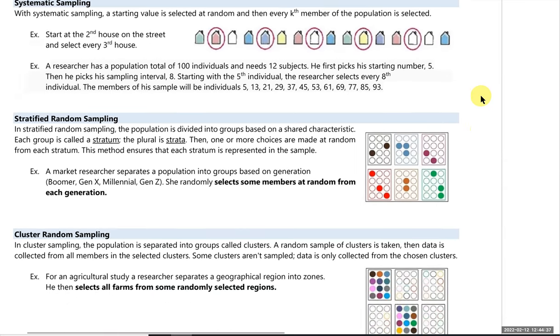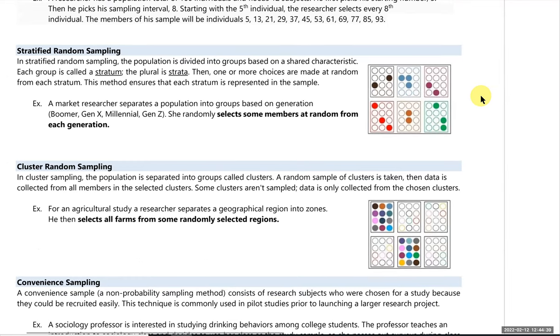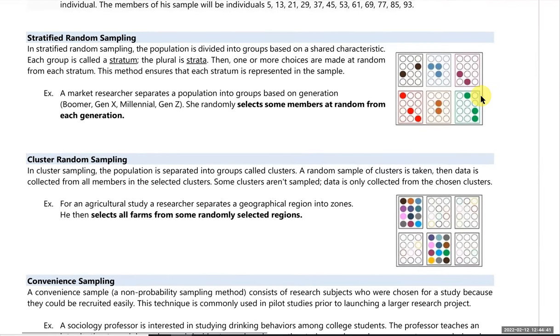Okay, the next two are the most common source of confusion because they feel similar. So we're going to look at a stratified random sample versus a cluster random sample. They both involve randomness, but what makes them special is that they're both based on forming groups.